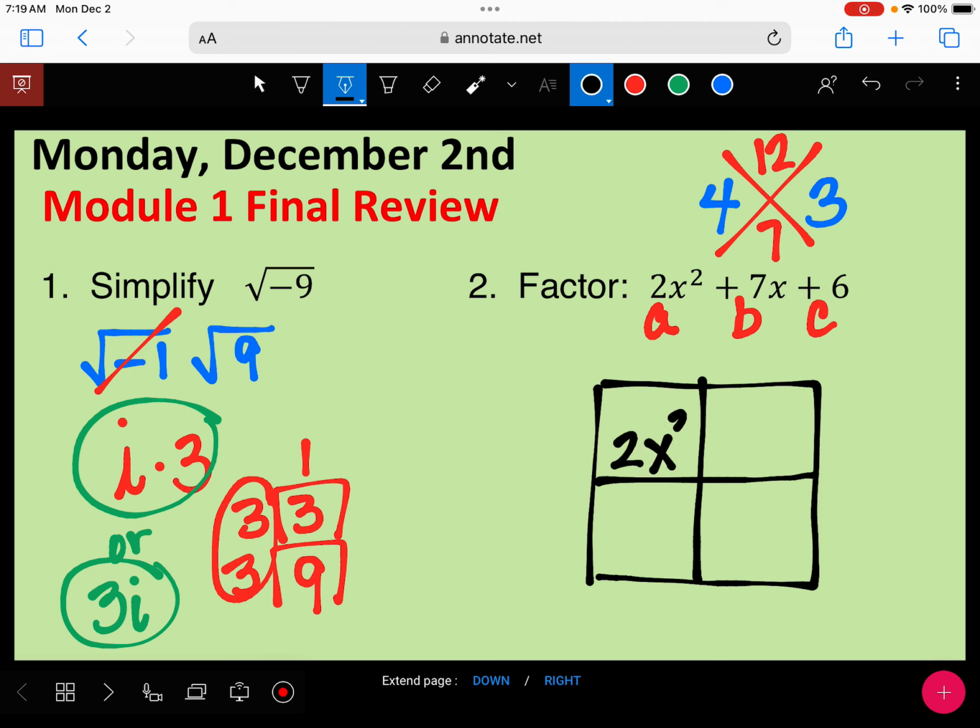a always goes top left. c will go bottom right.